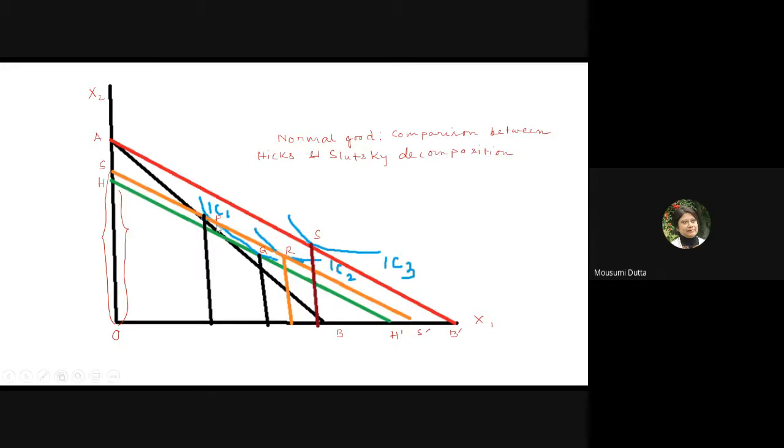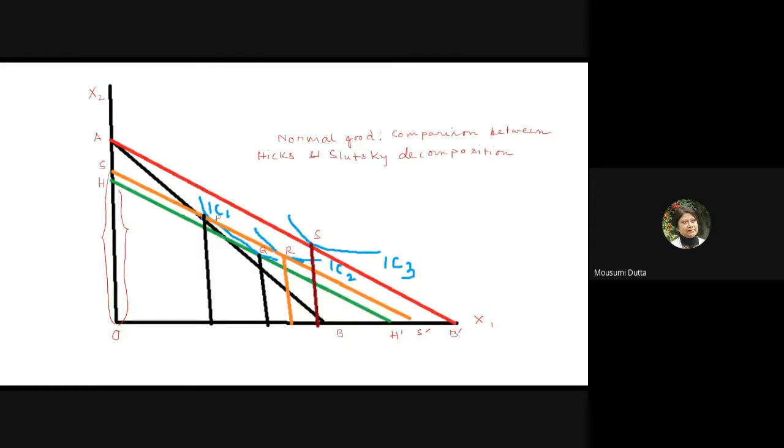Because the individual is altogether moving to a higher indifference curve. It's not movement along an indifference curve like Hicks; rather the individual is altogether moving to a higher indifference curve, IC2. So the Slutsky substitution effect is stronger than that of Hicks.